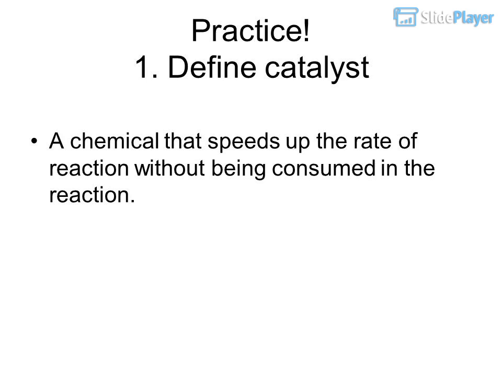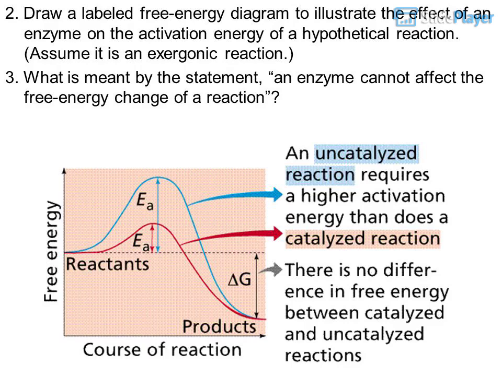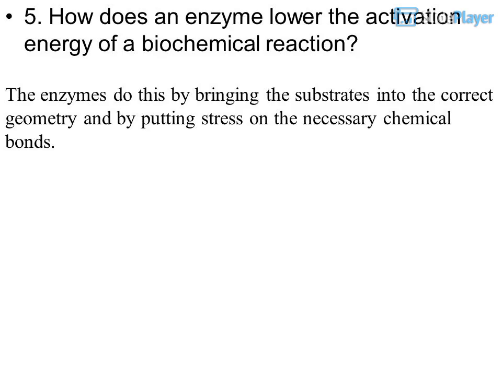Practice. 1. Define catalyst. A chemical that speeds up the rate of reaction without being consumed in the reaction. 2. Draw a labeled free energy diagram to illustrate the effect of an enzyme on the activation energy of a hypothetical reaction. Assume it is an exergonic reaction. 3. What is meant by the statement, an enzyme cannot affect the free energy change of a reaction? 5. How does an enzyme lower the activation energy of a biochemical reaction?